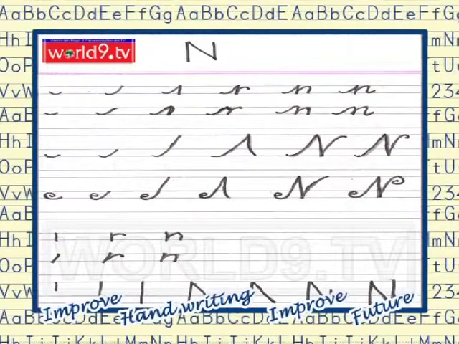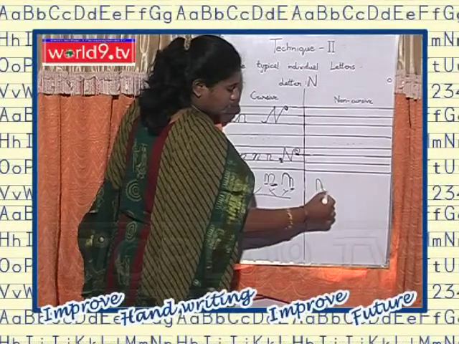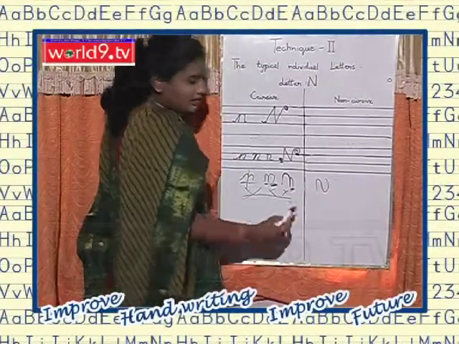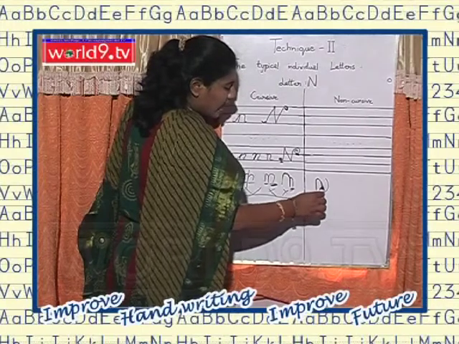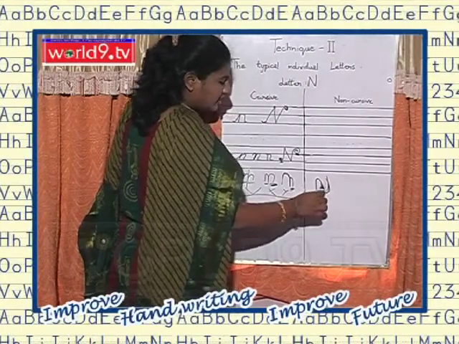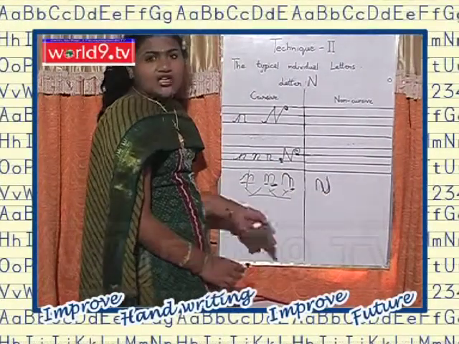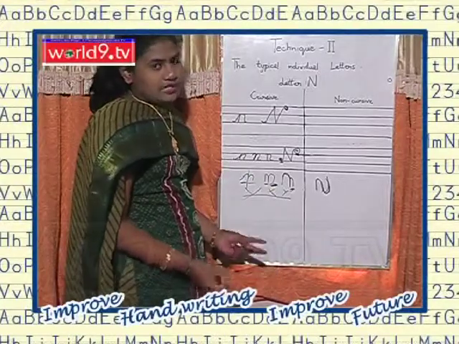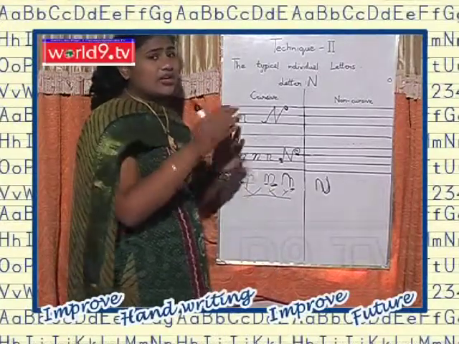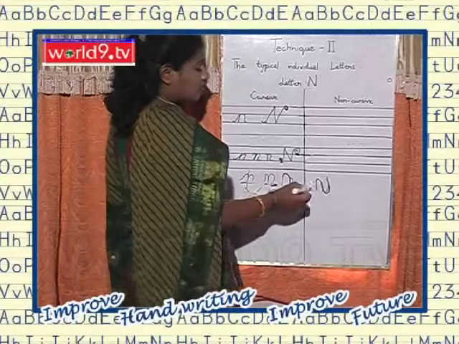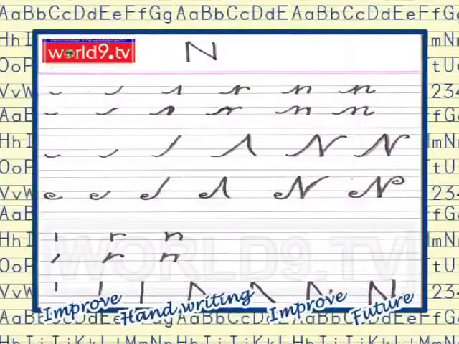And some members will write capital N like this. They will draw an N shape, and later joining it they will draw a U shape, and it looks like some other shape, some sleeping S or 2 shape will come. So this is also a wrong method.